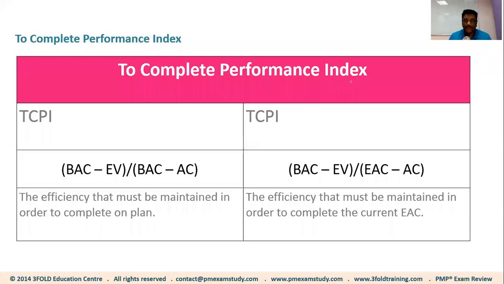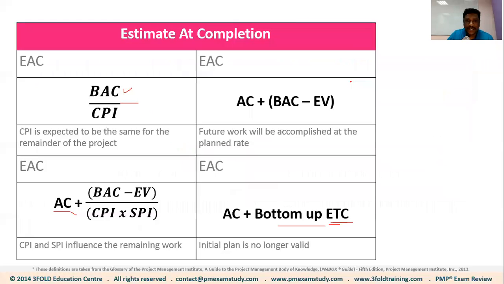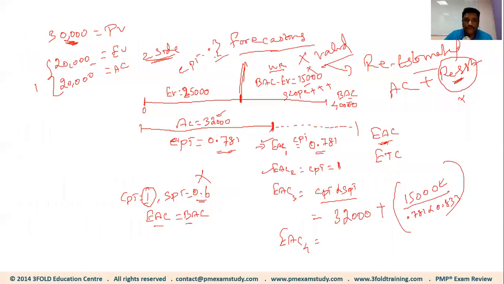How we know is basically we need to ask the question, what should be my CPI for the remainder of the project so that I could complete the project as per the original budget? Are you following, guys? So basically I'm asking the question. Let me go back to this slide. For example, so far my CPI is 0.71. What should be my CPI for the remainder of the work so that I could finish the project as per the original budget, not the EAC? That's the question, right?